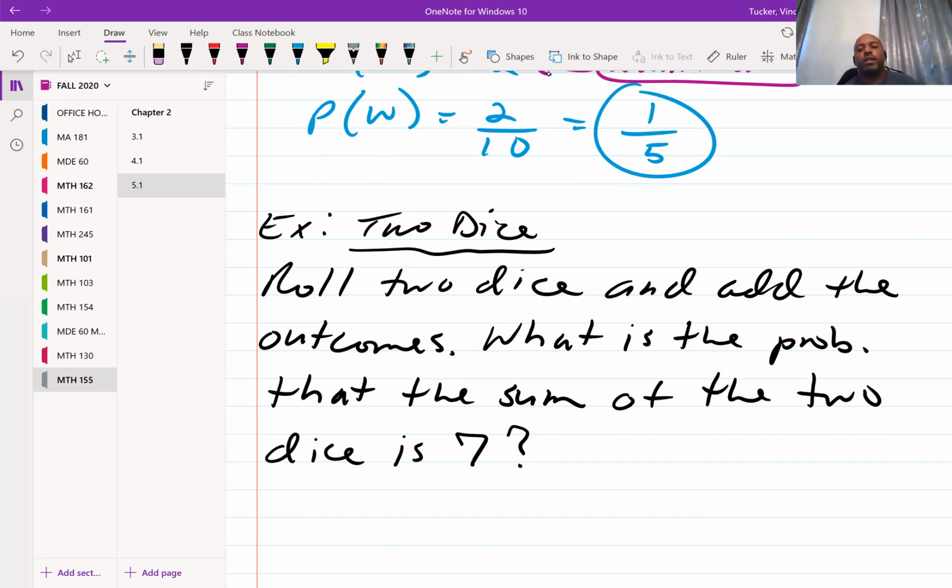So we're going to roll 2 dice and add the outcomes. What is the probability that the sum of the 2 dice is 7? All right. So once again, first thing we want to do is establish our sample space.